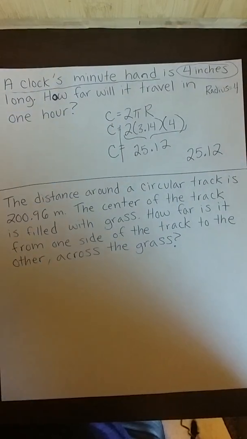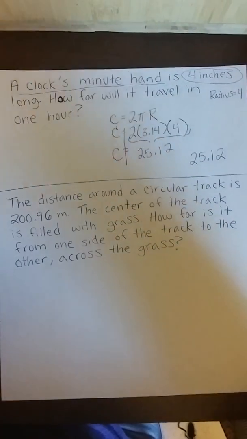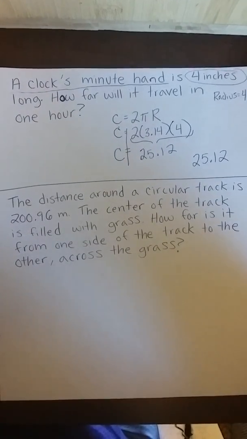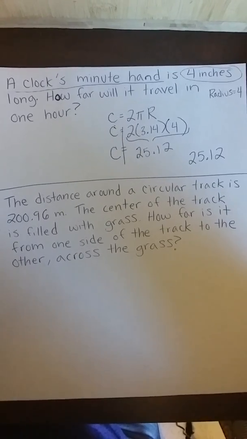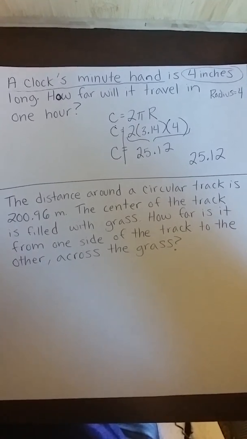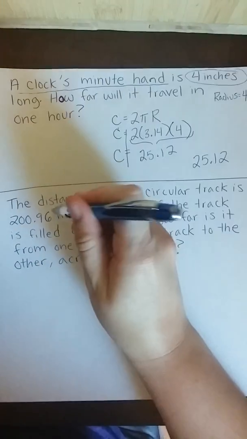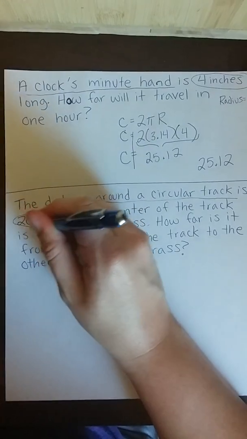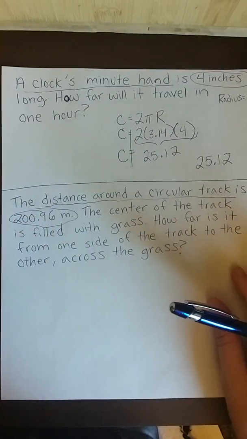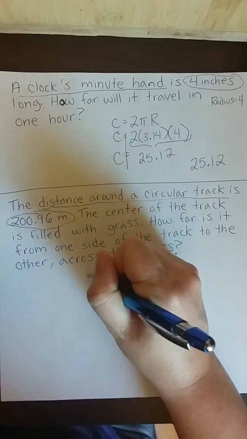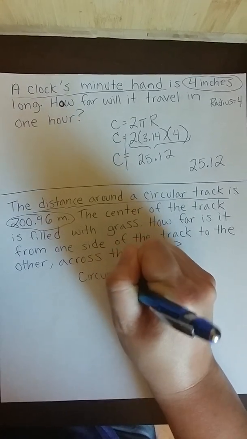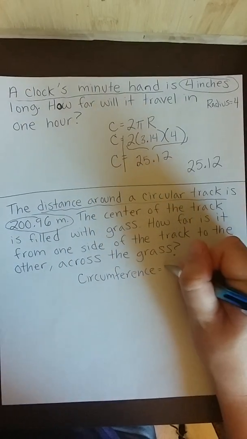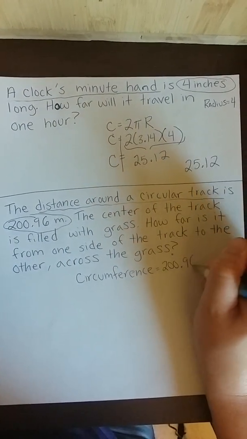So the second example says, the distance around a circular track is 200.96 meters. The center of the track is filled with grass. How far is it from one side of the track to the other across the grass? Okay, the distance around the circular track, that's circumference. So that means this 200.96 is the circumference. So I can say the circumference in this problem is 200.96.